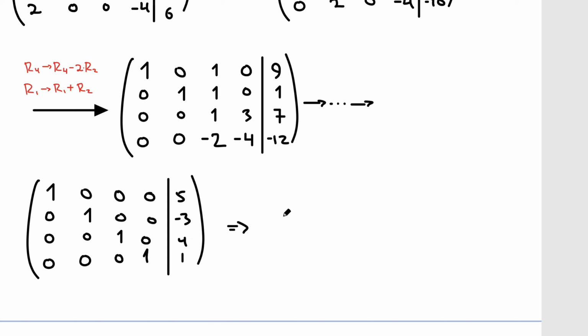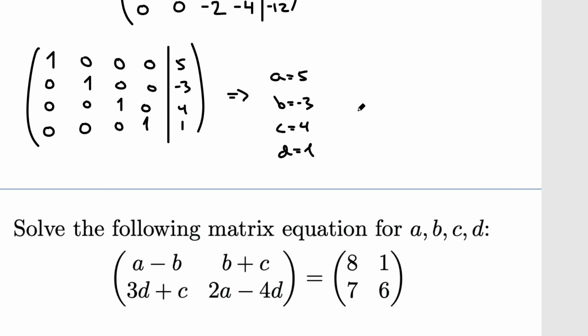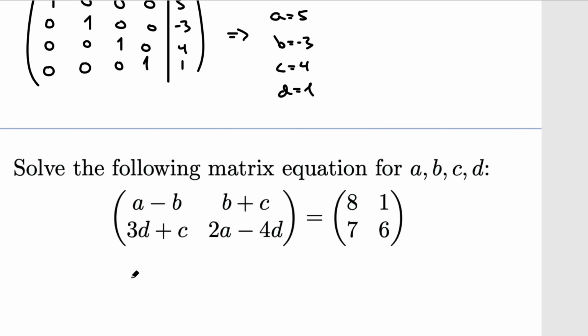So that means that A equals 5, B equals negative 3, C equals 4, and D equals 1. And obviously we should check our result, right, if it's actually correct, because it's quite easy to have a typo. So let's just recall what our original problem was. So this was our original problem. So let's check if it's correct, right? And it might not be, it's really easy to make a mistake.